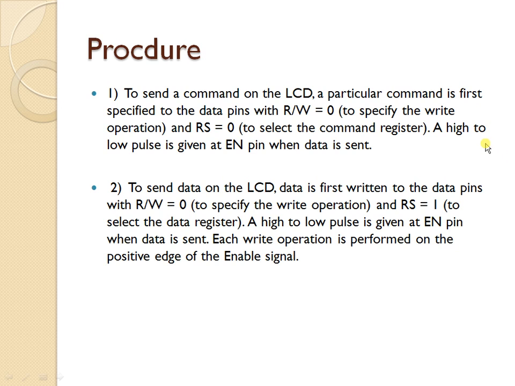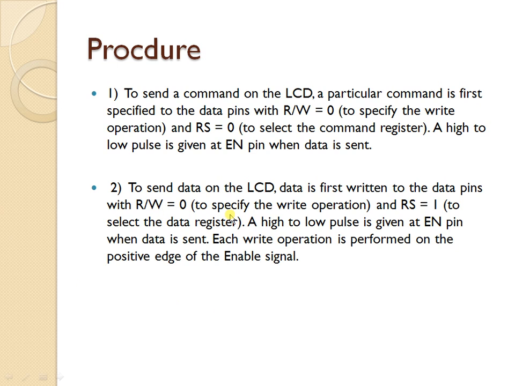And a high to low pulse is given at the enable pin when data is sent. So you have to place information onto the data pins, and then send logic 0 through the RW pin, and logic 0 through the RS pin, and there should be one high to low transition on this enable pin. Now this makes the command be stored, and the LCD is commanded to do a particular task.